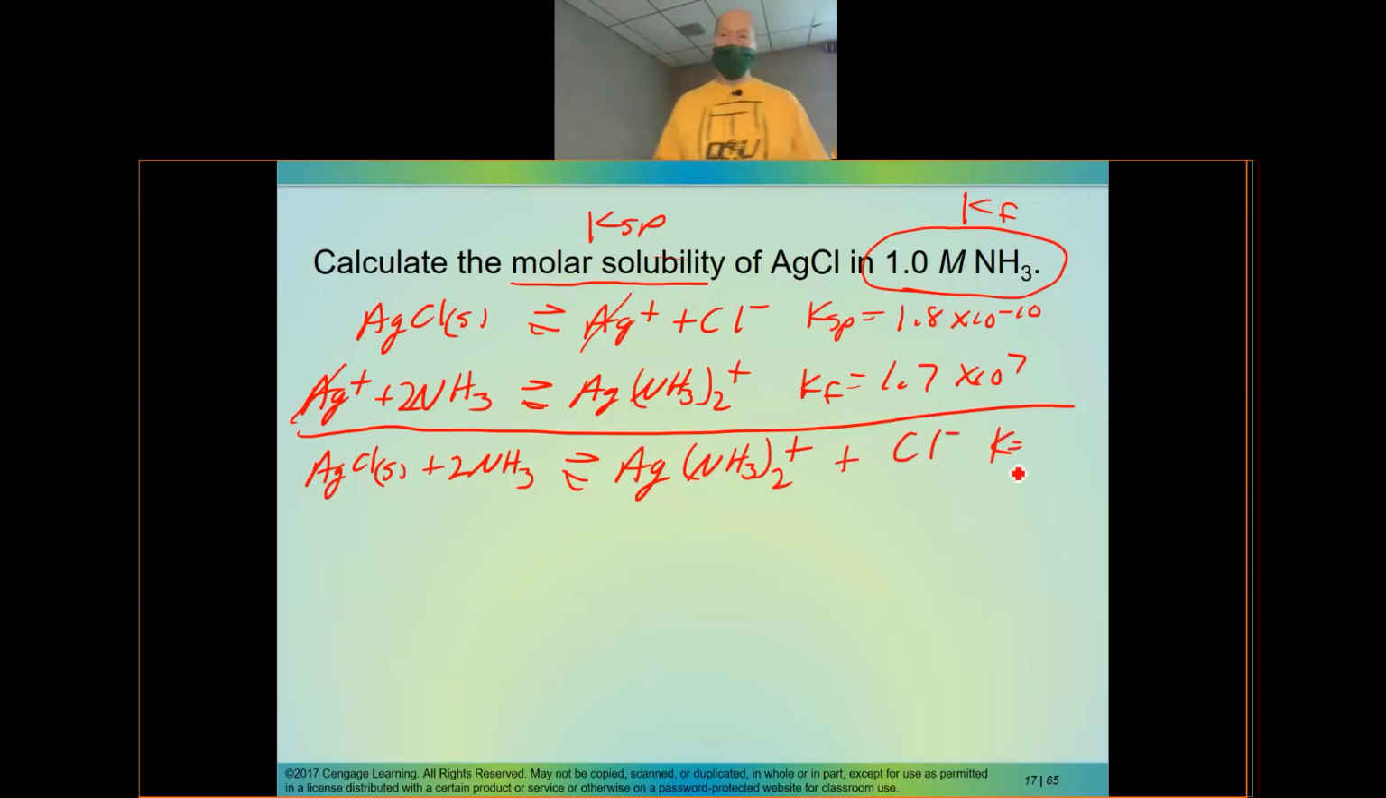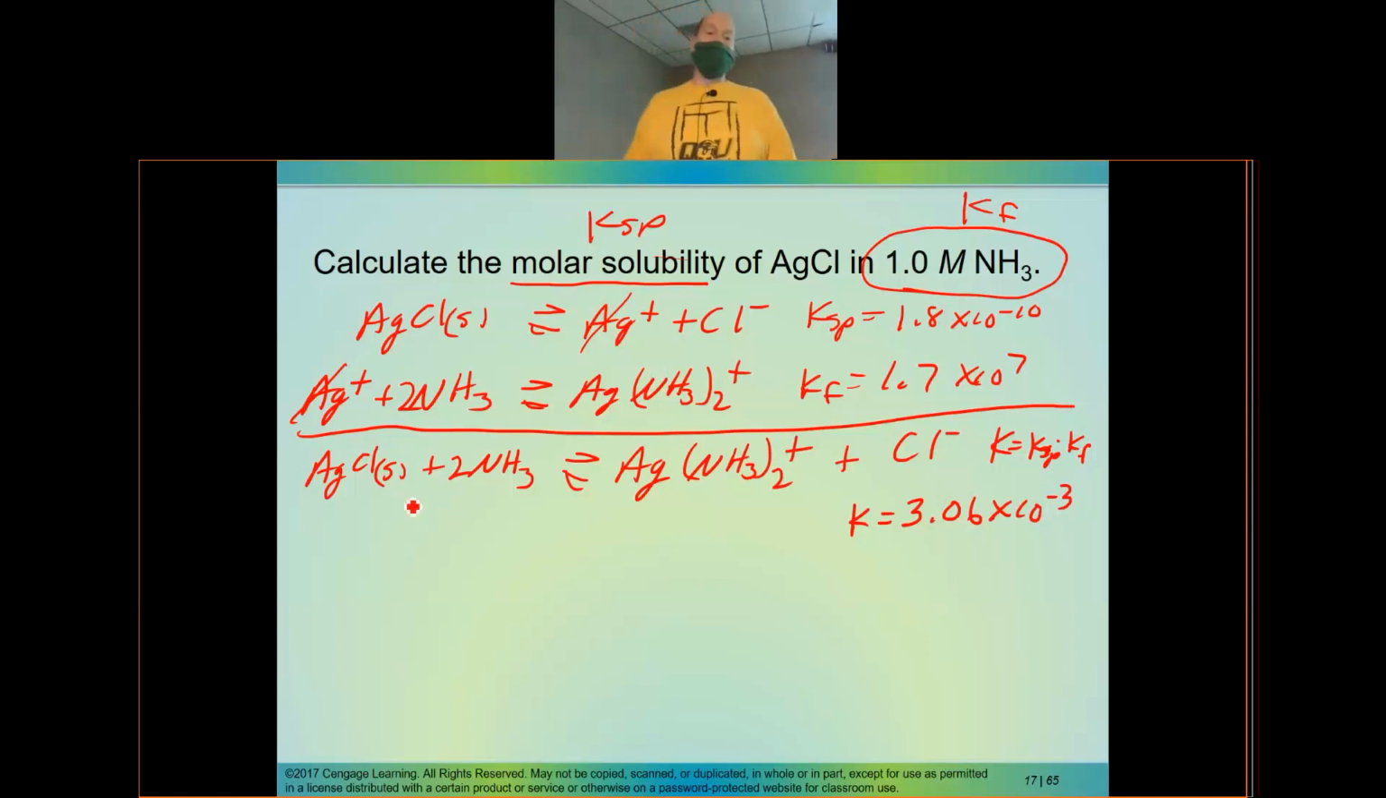When you add two reactions, you have to know you multiply the K values. So this is your Ksp times the Kf. You add reactions, you multiply the K values. So 1.8 times 1.7, that's 3.06. And so your K value here for this reaction is 3.06 times 10 to the minus 3.